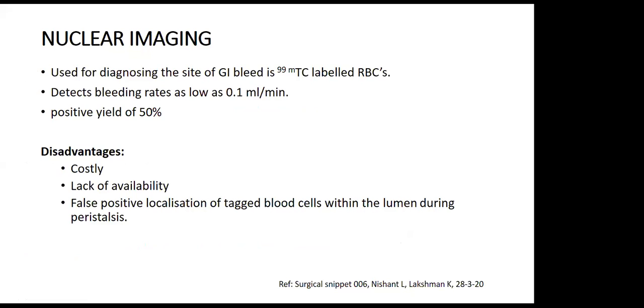So coming to the nuclear imaging, in which we can diagnose the site of the bleed using radioactive material technetium 99 labeled RBC, and it detects bleeding rates as low as 0.5 ml per minute. The disadvantages of this nuclear imaging are that it is costly, lacks availability, and has false positive localization of tagged blood cells within the lumen during peristalsis.